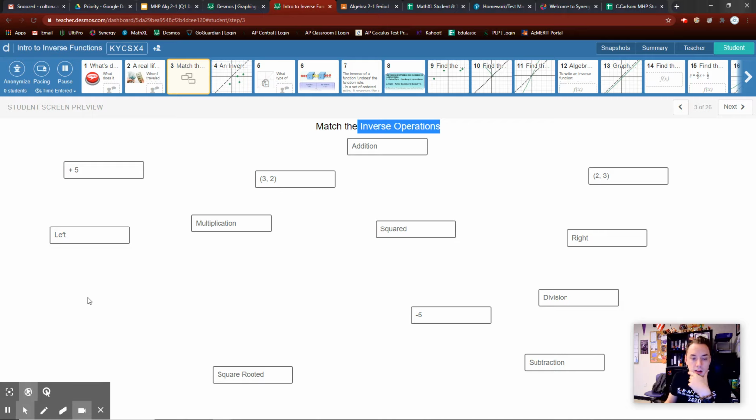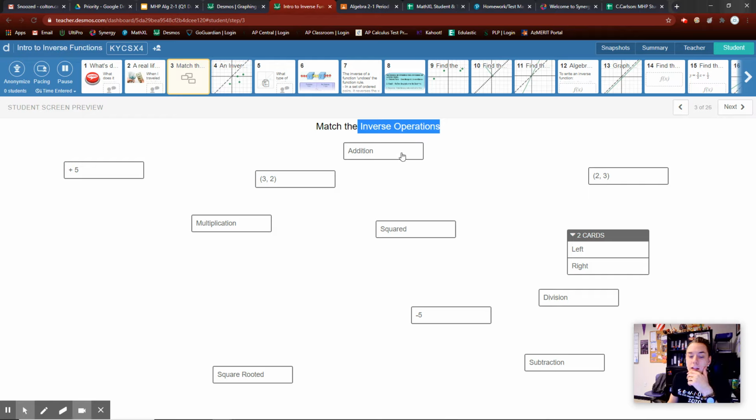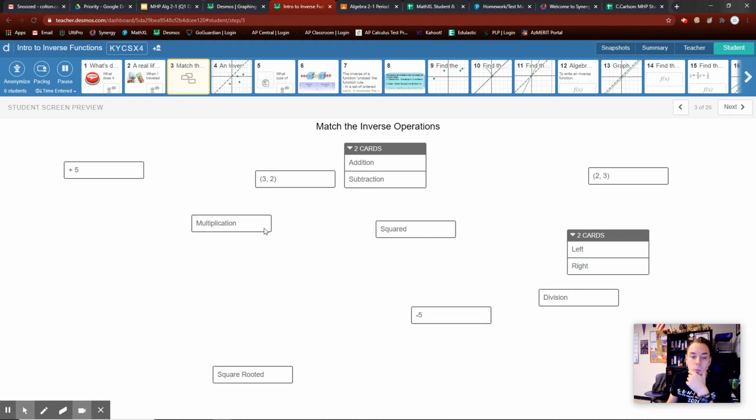Let's start out easy. Let's start out with left. I see left. What's the inverse of left? There's only one thing that would make sense here, and it is actually right. So I'm going to match those. What about addition? What's the inverse of addition? You should be thinking, yes, you're right, subtraction. Okay. What is the inverse of multiplication? It is, of course, division. So I'm going to put those here.